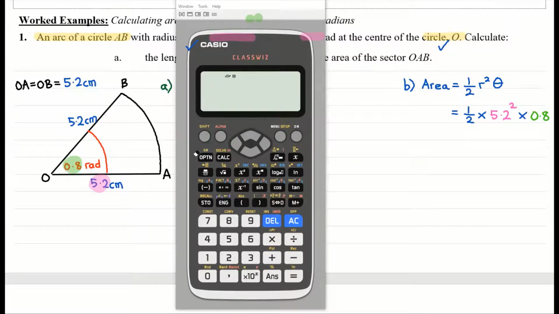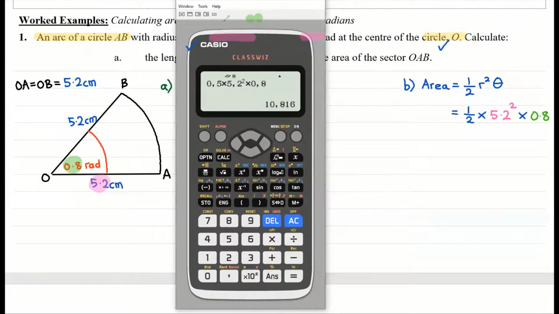Okay, so let's use the calculator. So it's a half, so it's going to be 0.5 multiplied by 5.2 squared, multiplied by 0.8. And that's going to give you that fraction. We can convert that into a decimal. So that's going to be 10.816.